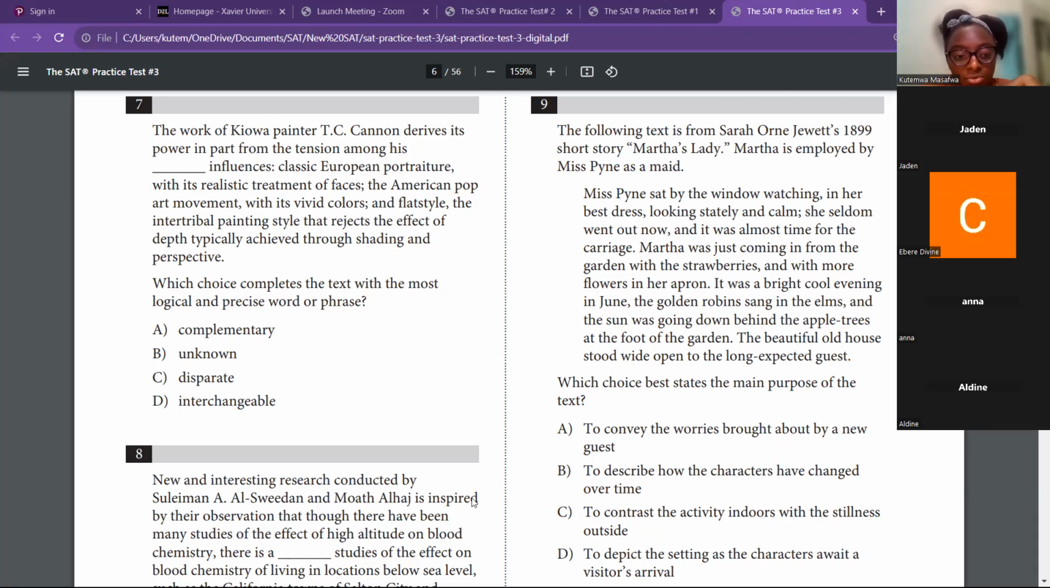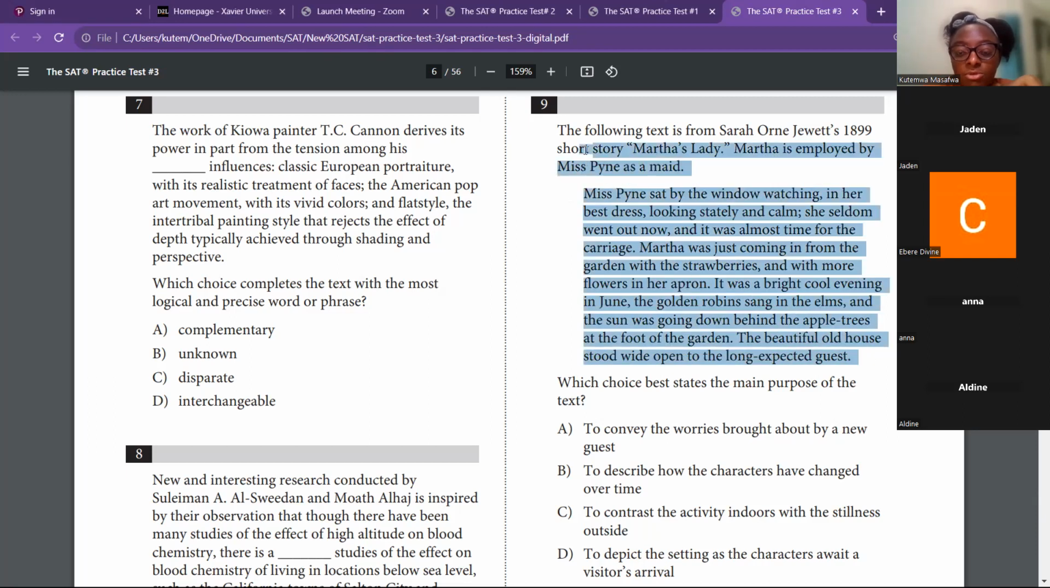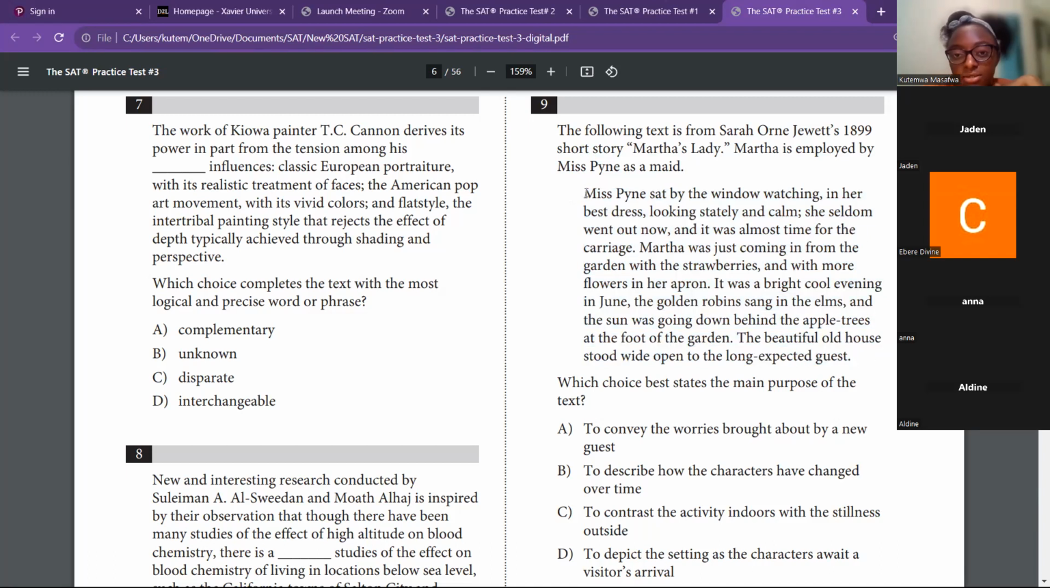So Bear again brought out an important point: if you're not going through the entire passage as you come up with your answer, it's very easy to be misled by any other answer. So you analyze the first part and say, okay, this is what Miss Pine is doing. Analyze the second part, this is what Martha is doing. And then what does the end tell us? Sectioning the passage into different parts will help you keep all of that in mind as you come up with your main idea.